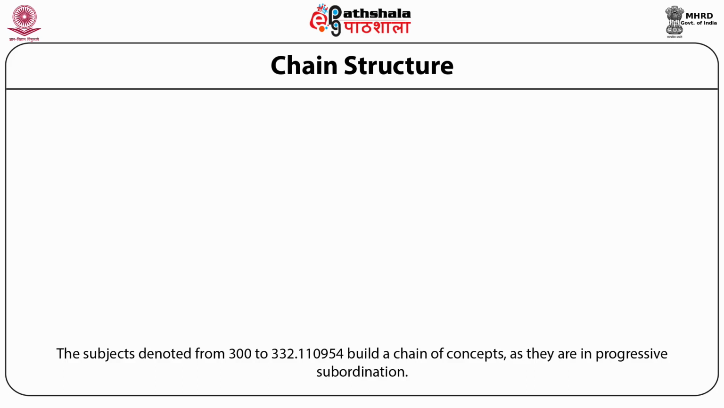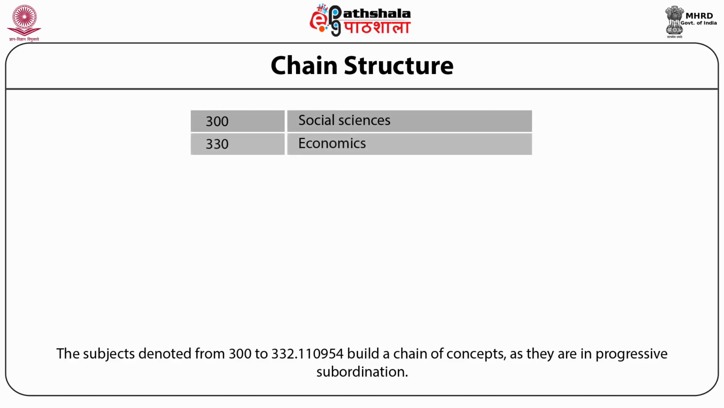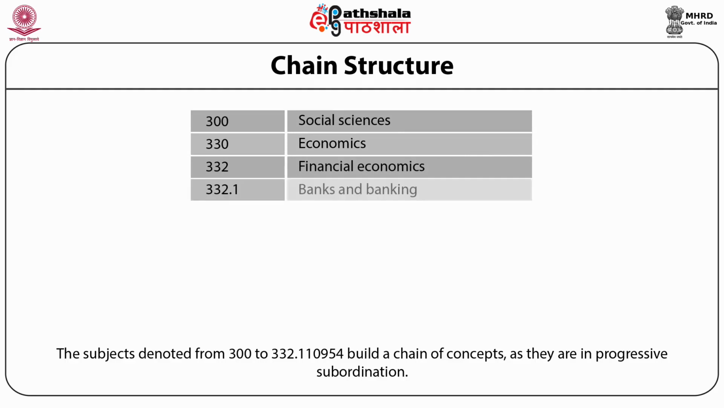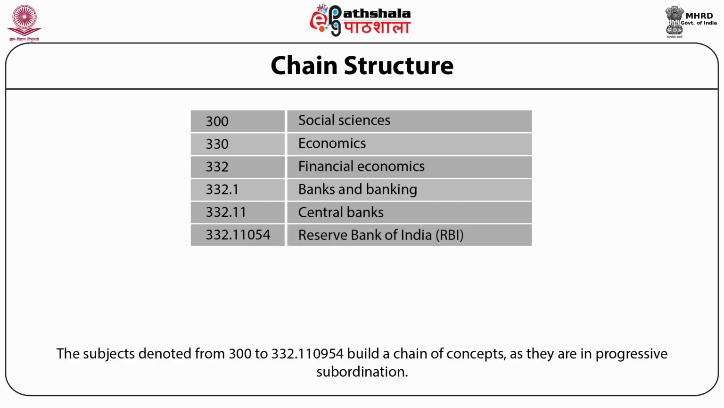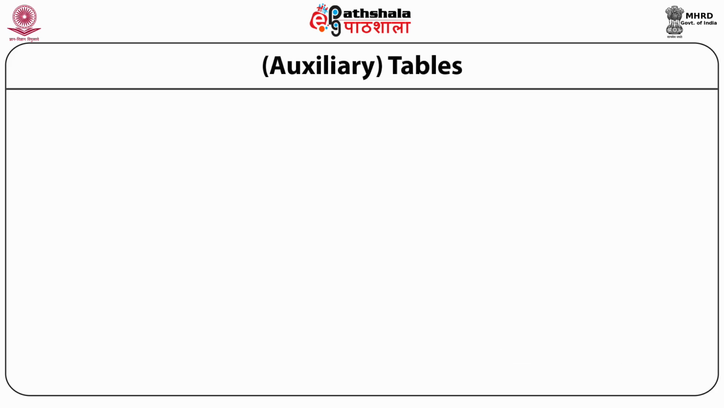You will see that one of the contributions of the DDC is the hierarchy of subjects, or the depiction of hierarchy, that is showing subordinate and coordinate relations. Here the example is from the social sciences: 300 social sciences, then further divided 330 economics, 332 is financial economics, 332.1 banks and banking, 332.11 central banks, or sometimes known as reserve banks or the government's banks, and then another example, 332.110994, that is the Reserve Bank of India.